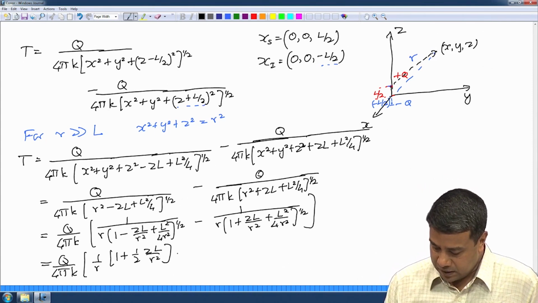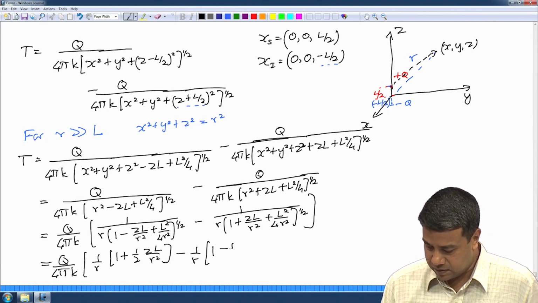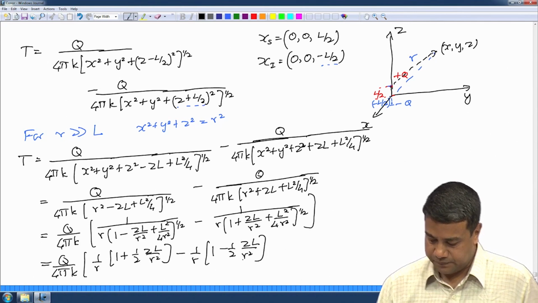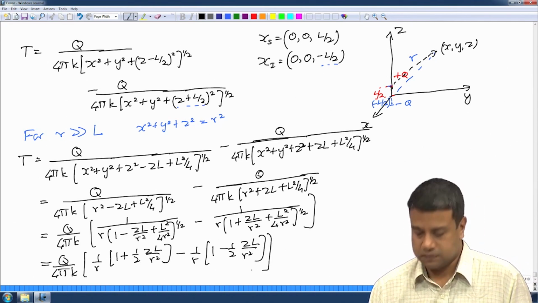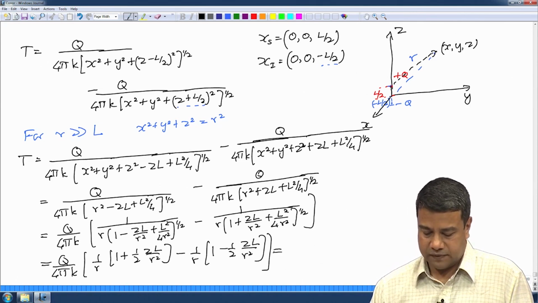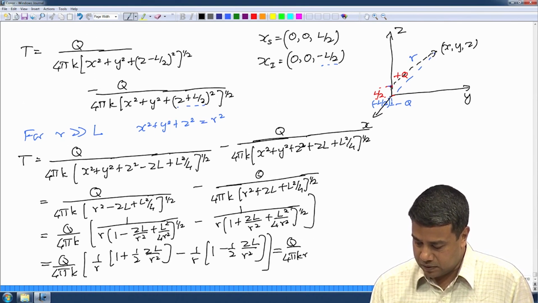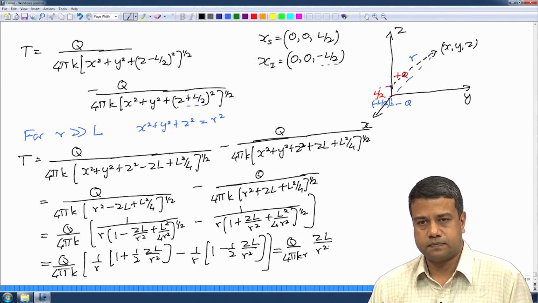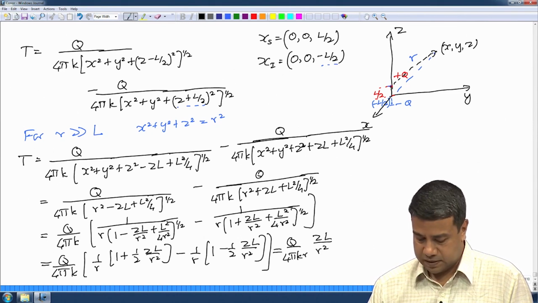Then I have the second term here, which is 1 over r into 1 minus 1 by 2 z L by r square. So, this is effectively equal to q by 4 pi k r into z L by r square. Let us look at what this means.